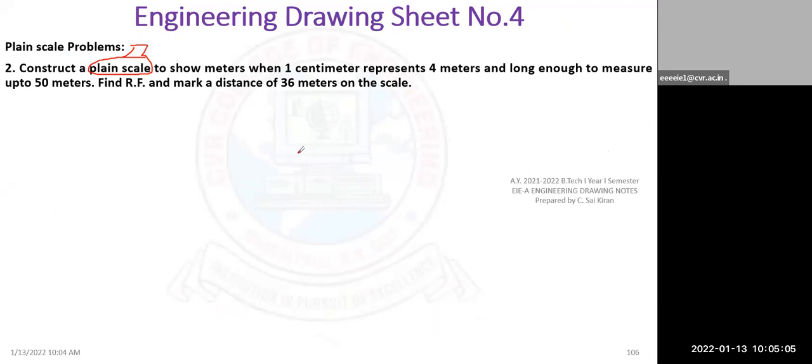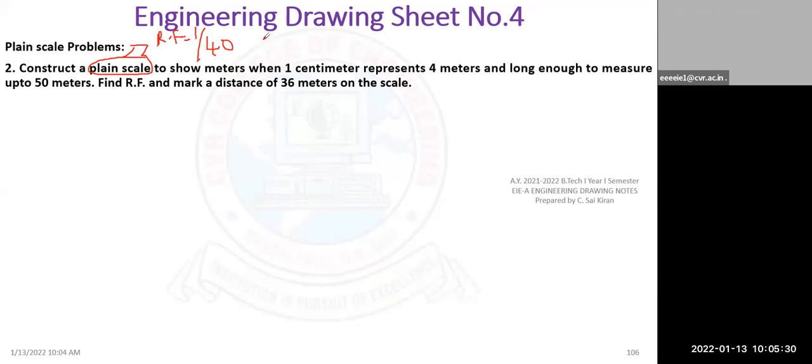In the previous problem, they directly mentioned the RF value as 1/40, but here they didn't mention the RF value. They gave the statement that 1 centimeter represents 4 meters. So here we have to calculate the RF value.